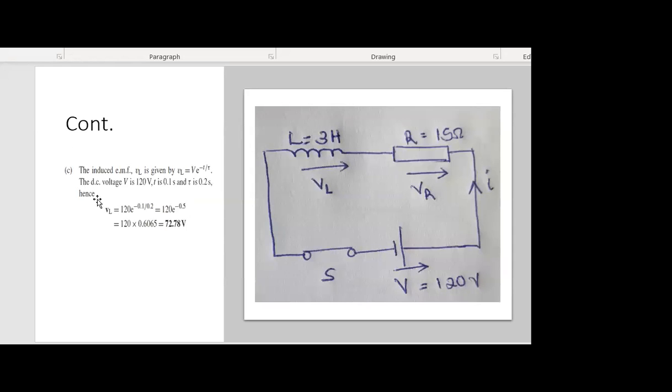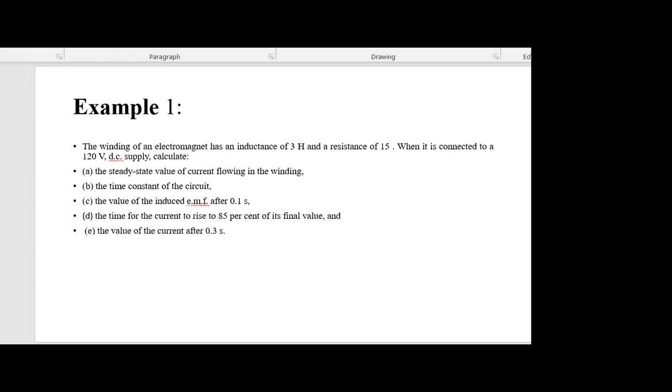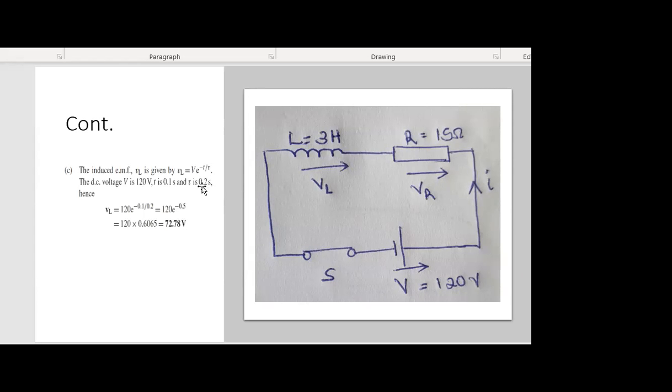So we can use the equation for VL, which is the induced EMF, equals V exponential minus t over tau. We have 0.1 second for time. Tau, we got 0.2. So we substitute it here in the equation. We have the DC voltage is 120, then we calculate and get the induced EMF, VL.